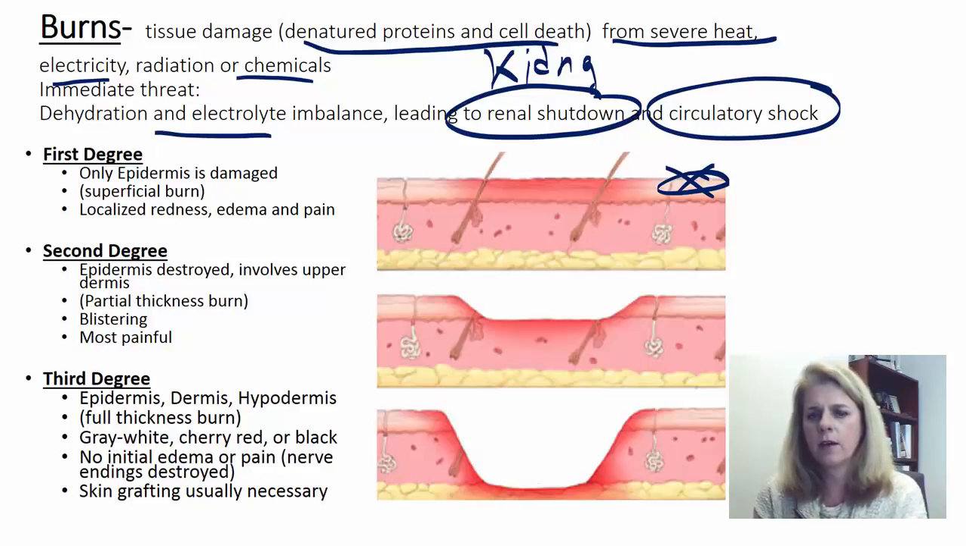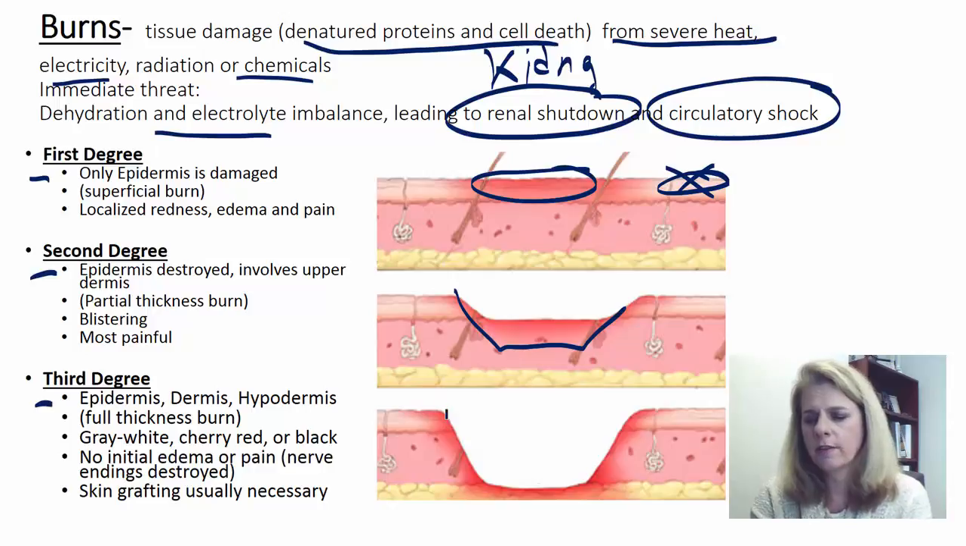So when we talk about burns, we classify them three ways, and we use the words first degree, second degree, and third degree. And really all that means is what layer has been damaged. So if it's a first degree burn, only the epidermis is damaged. If it's a second degree burn, the epidermis and the dermis are damaged. And a third degree burn is all three layers have been damaged.